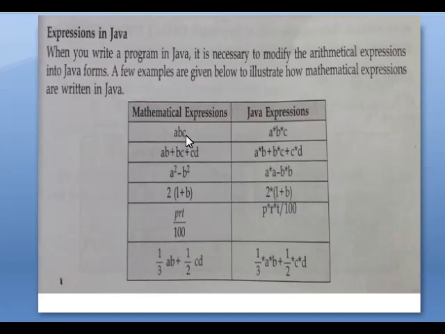But in a Java expression, when you are writing any formulas inside the Java program, we cannot write like this: x equal to ABC. We have to put the symbol here: A asterisk B asterisk C. Then A into B plus B into C plus C into D. Like this we have to write. These are mathematical expressions and these are Java expressions.